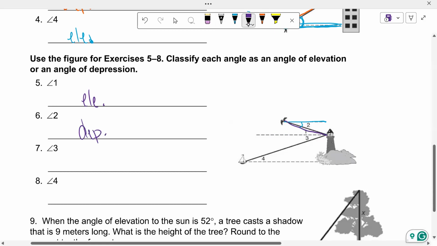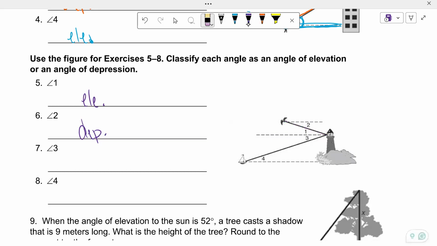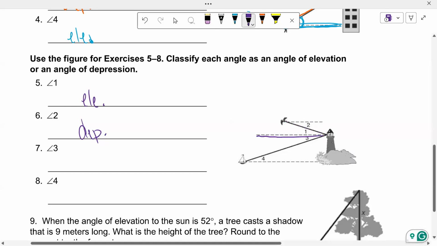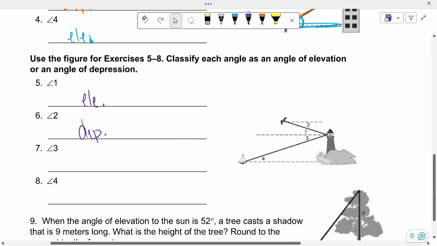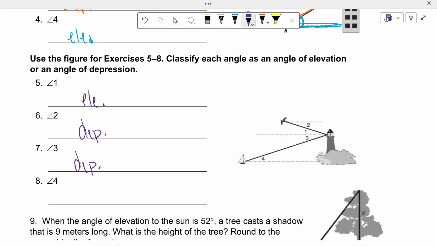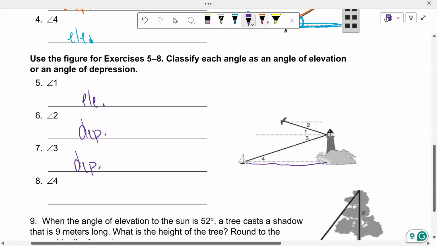Angle 3. Here is our horizontal line for angle 3. Sorry, guys. And then our line of sight's going down, so this is again depression. And then angle 4, our horizontal line is right here. Our line of sight is going up. Here it is. So that is elevation.